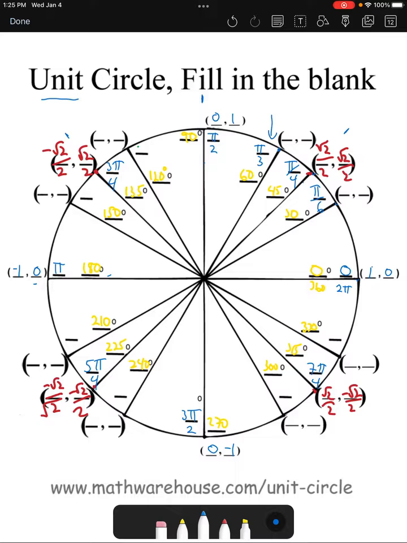So pi over 6, 2 pi over 6, 3 pi over 6, 4 pi over 6, which is 2 pi over 3, 5 pi over 6, which is right here, 6 pi over 6, 7 pi over 6, 8 pi over 6, which is 4 pi over 3, 9 pi over 6, 10 pi over 6, which is 5 pi over 3, and then 11 pi over 6. So that gets all of our pi increments.